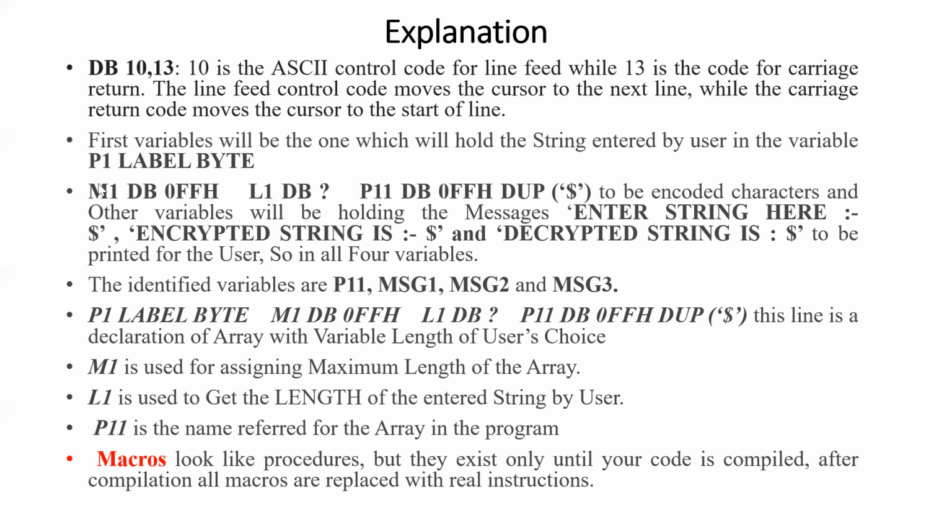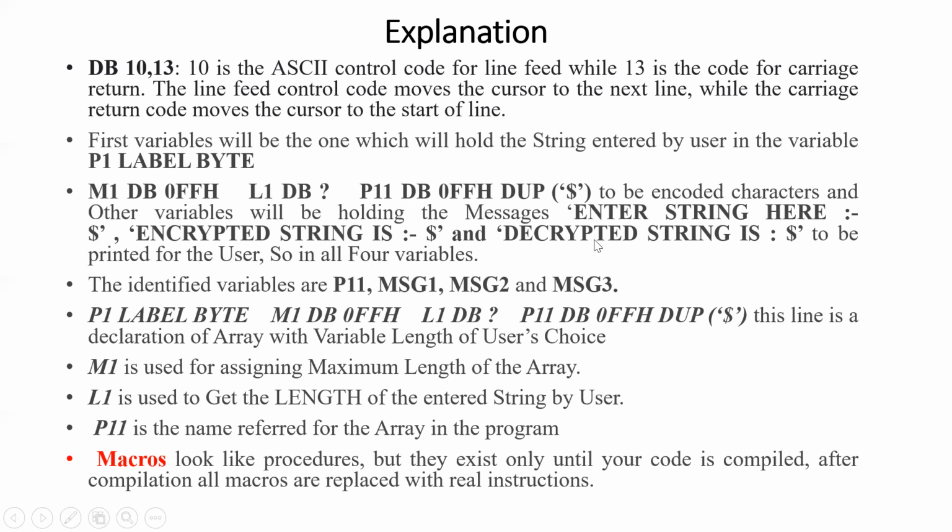So P1 is a variable which holds the string entered by the user. Then M1 DB 0FFH, then the other one is L1 DB question mark, which is dynamic memory allocation. P11 is also a variable. DB stands for data byte. Again, this is a hexadecimal value. DUP stands for duplicate, and this dollar sign is used for string input, to hold the characters and the other values holding the messages.